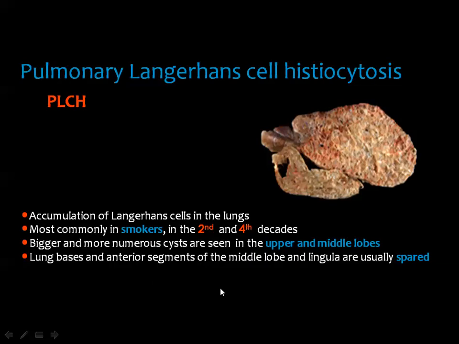Then, what is Langerhans cell histiocytosis? This means that there is accumulation of histiocytes in the lung, and this disease is intimately related to smokers and is seen in the second to the fourth decades of life. Classically, the cysts are big, they have thick margins, and they are distributed through the upper and middle parts of the lung. They spare the lower areas as well as the anterior segment of the middle lobe and lingula.